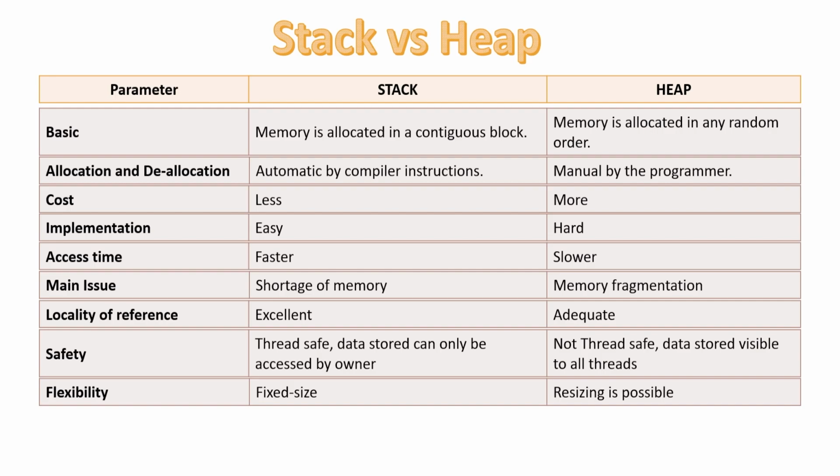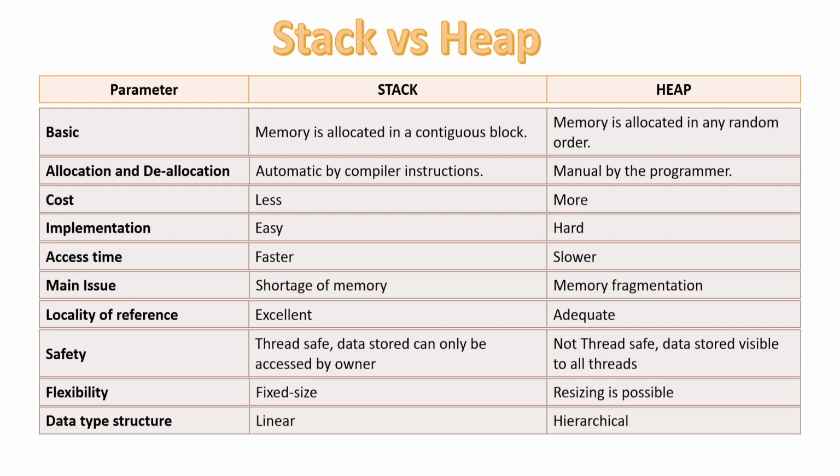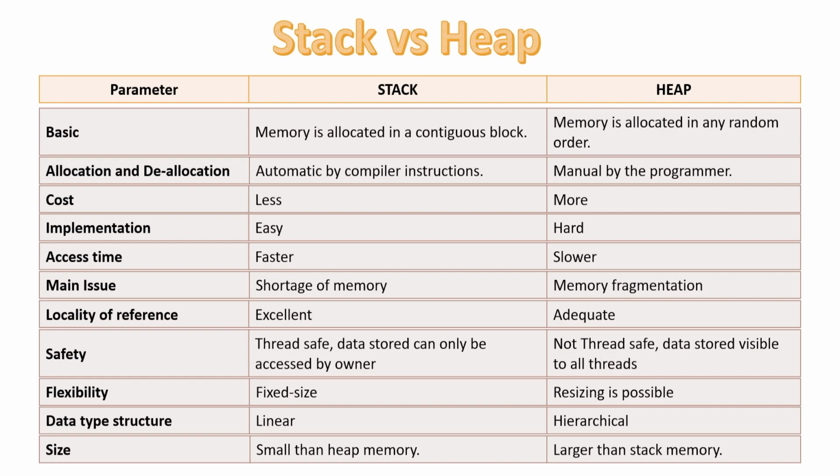Coming to flexibility, the stack has fixed sizes, hence the arrays, tuples, and strings are stored on the heap, whereas a string slice is stored with a fixed size. Hence we know those fixed sizes are all stored in stack memory. The data structure type is linear in the stack, whereas in the heap it is hierarchical. When compared in size, the stack contains less memory than the heap.